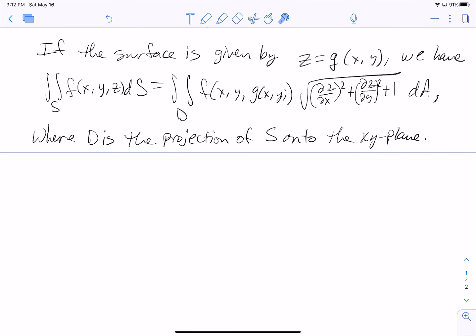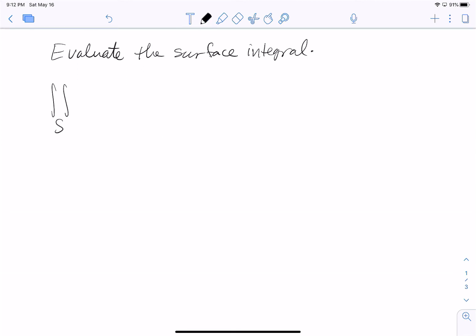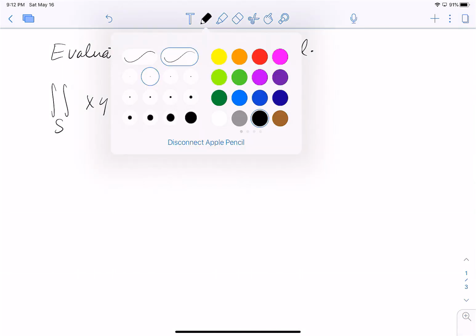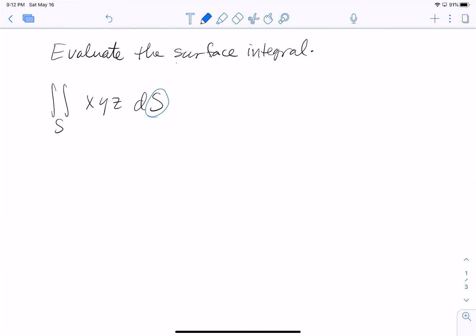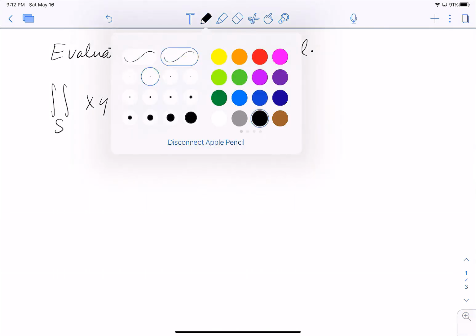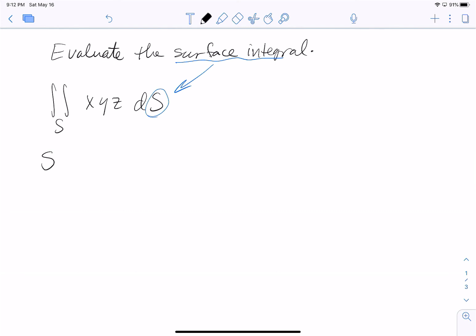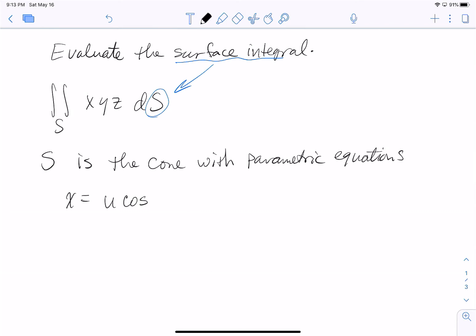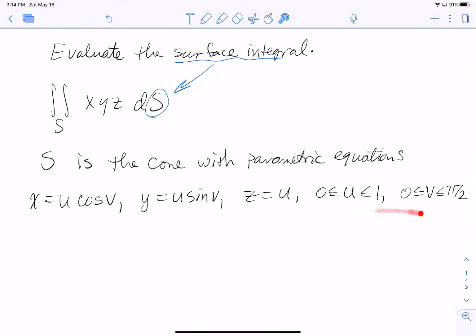Let's see what this looks like. Evaluate the surface integral over S of xyz dS. Now I'm going to pause right there. We know this is a surface integral because we have the uppercase S in our dS. S is given to be the cone with parametric equations x equals u times the cosine of v, y equals u times the sine of v, z equals u, and u goes from 0 to 1, v goes from 0 to pi over 2.